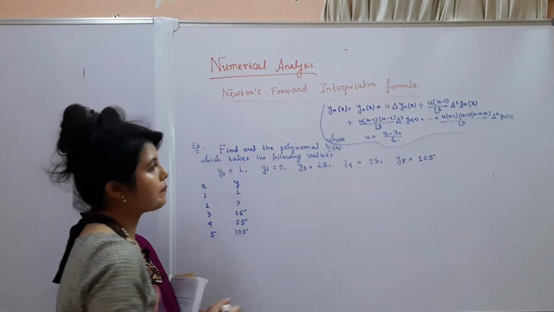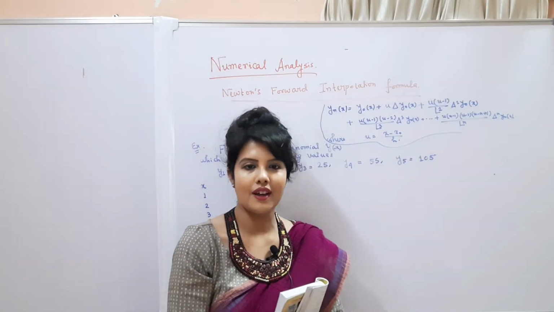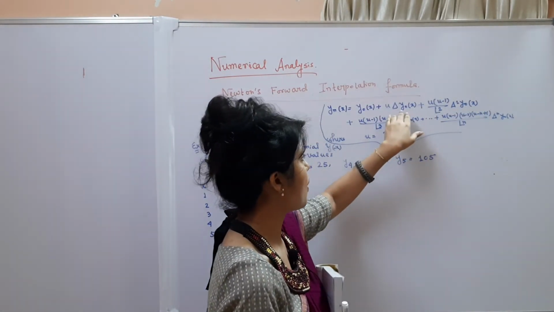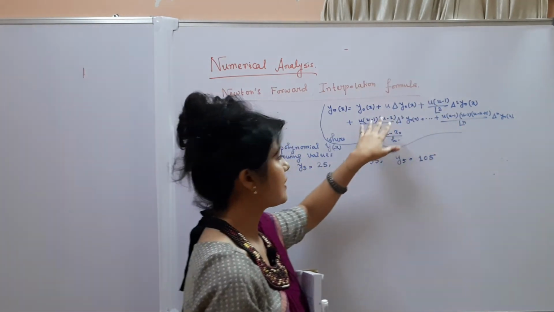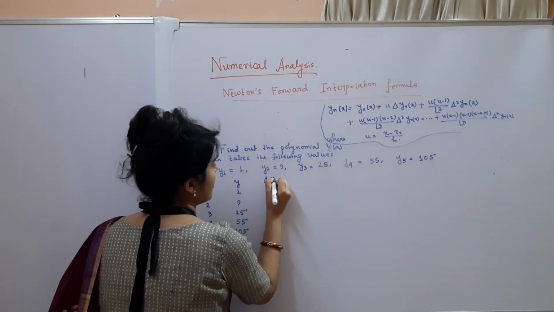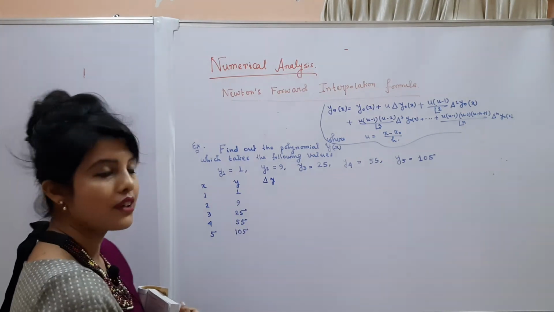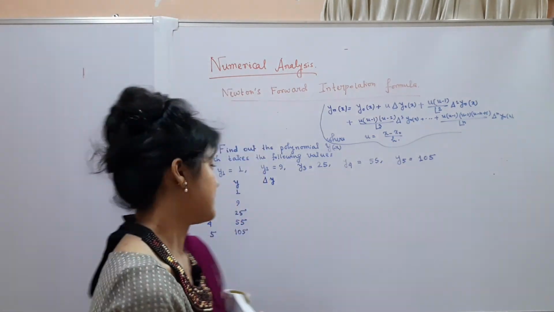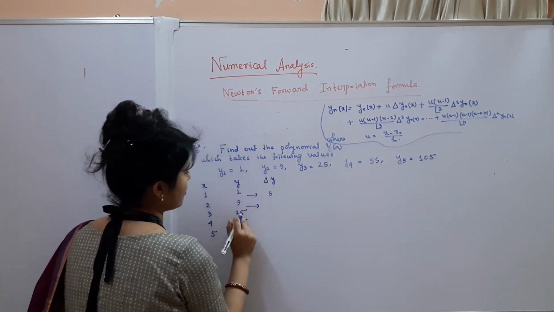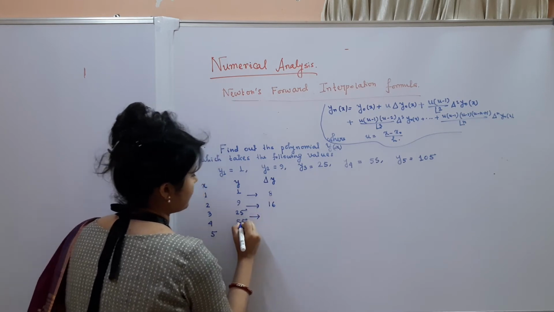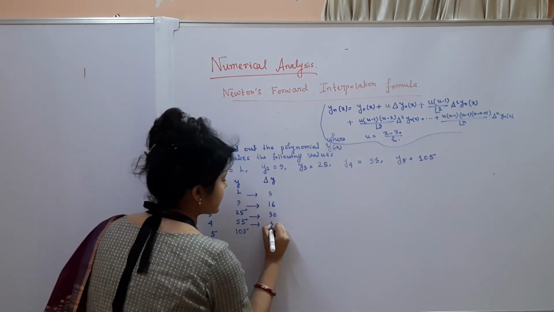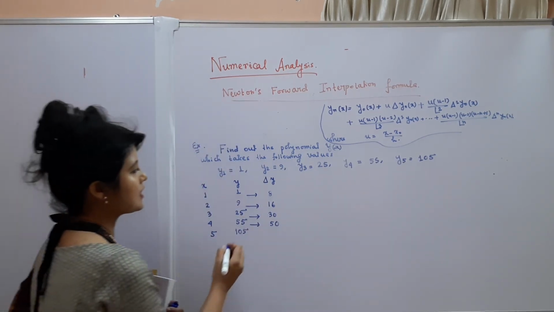Now if you are going to apply Newton's forward interpolation formula, then what do you need? You need the difference operators, that is the first difference, the second difference, the third difference, and so on. So I have to compute the difference table, which I have already discussed in my previous class. For the difference table, 9 minus 1 is 8, first difference. 25 minus 9 is 16, 55 minus 25 is 30, 105 minus 55 is 50. Okay, so this is the first difference.